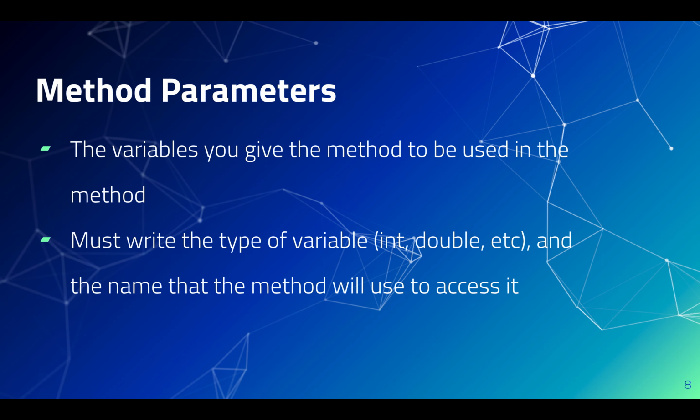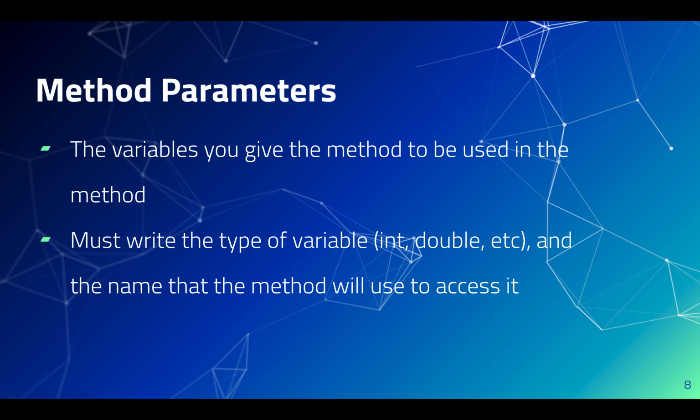The final part of the method declaration is the parameter list. And these are the variables that you give to the method so that they can be used inside the method. Remember we learned about variable scope last class. If we created a variable in your main method, you can't access it in a different method because the variable scope is in the main method.